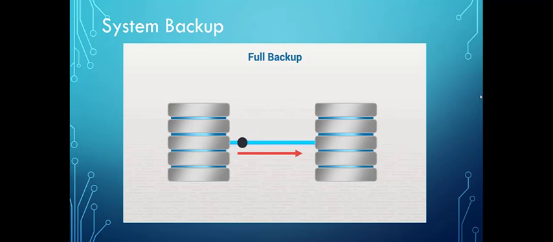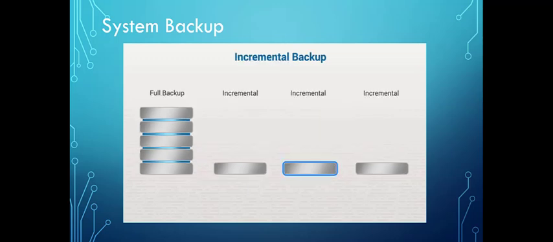Next will be our incremental backups. An incremental backup backs up every file that's changed since the last full or incremental backup. This goes a lot faster than the full backup, allowing you to back up files daily. But incremental backups have one big drawback. Restoring the data takes a long time. The first thing you have to do is restore the first full backup. Then you have to restore each incremental backup in the order that it was created.